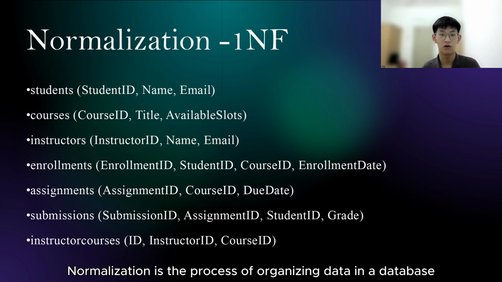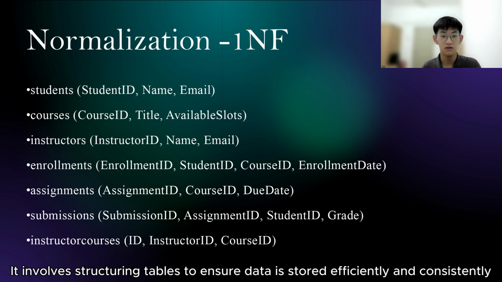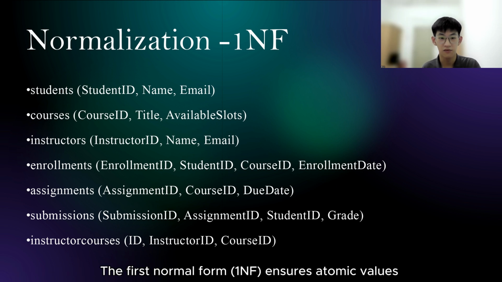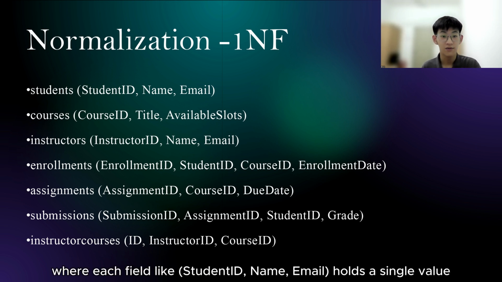Normalization is the process of organizing data in a database to reduce data redundancy and improve data integrity. It involves structuring tables to ensure data is stored efficiently and consistently. The first normal form, 1NF, ensures atomic values and eliminates repeating groups, as seen in the students table, where each field like student ID, name, email holds a single value.